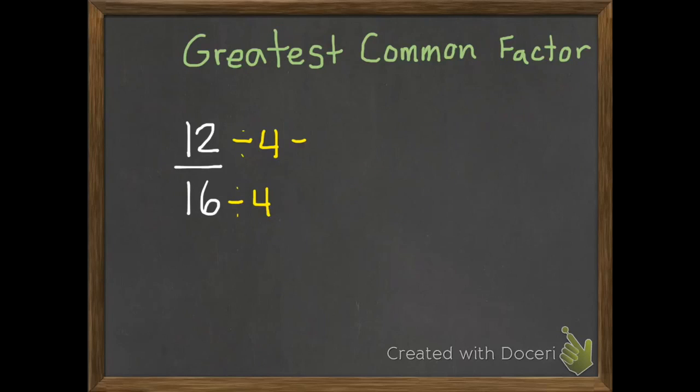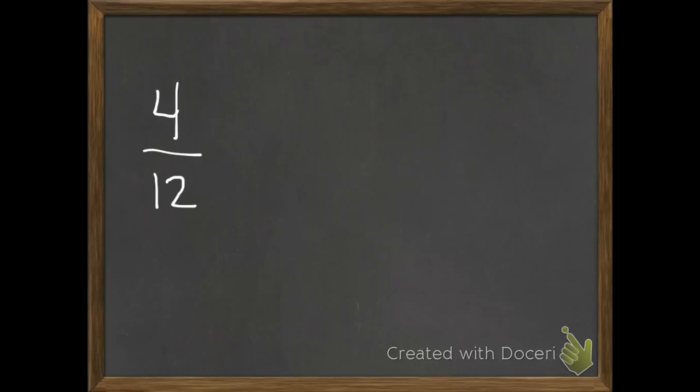So we're going to divide each of those by 4. 12 divided by 4 is 3. 16 divided by 4 is 4. So 3/4 is 12/16 in simplest form. Watch as we do another one.